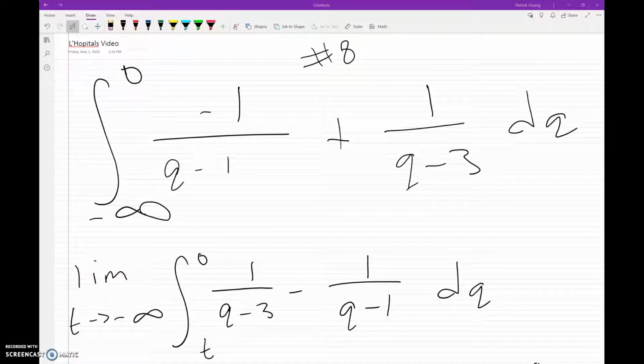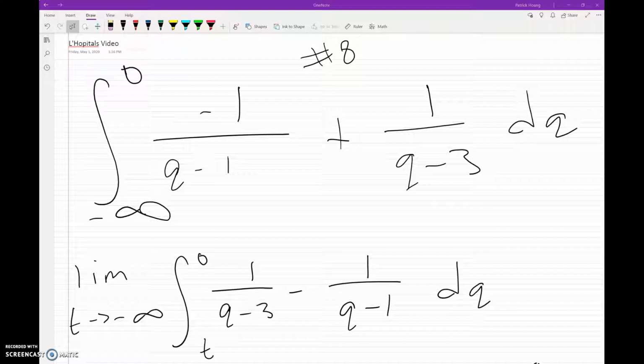I realized I was confusing myself with number 8 and making the problem much harder than it needs to be. So I wanted to make a video to make sure that I clarify this for everybody else. We've already done a little bit of work. We've done partial fractions. So we're trying to find the integral from negative infinity to 0 of negative 1 over q minus 1 plus 1 over q minus 3.